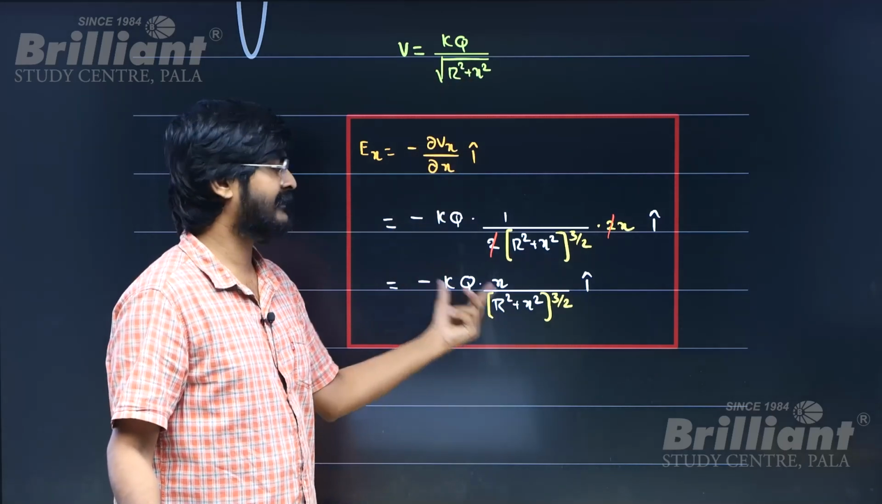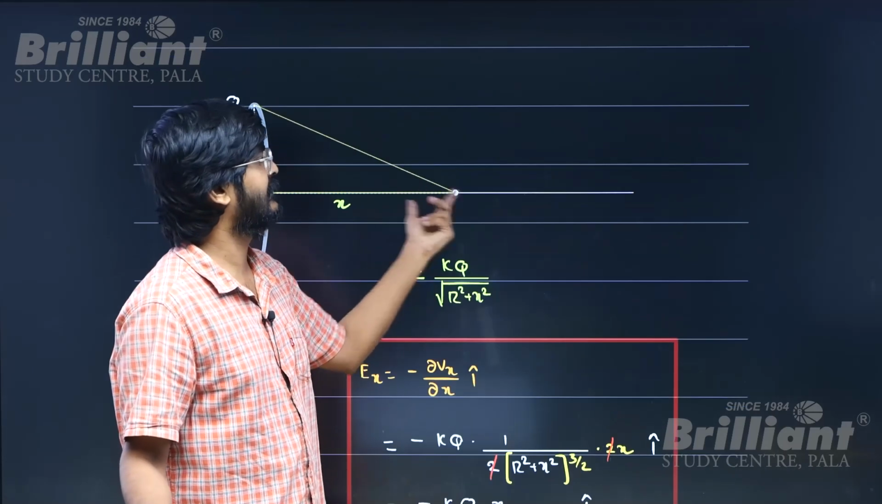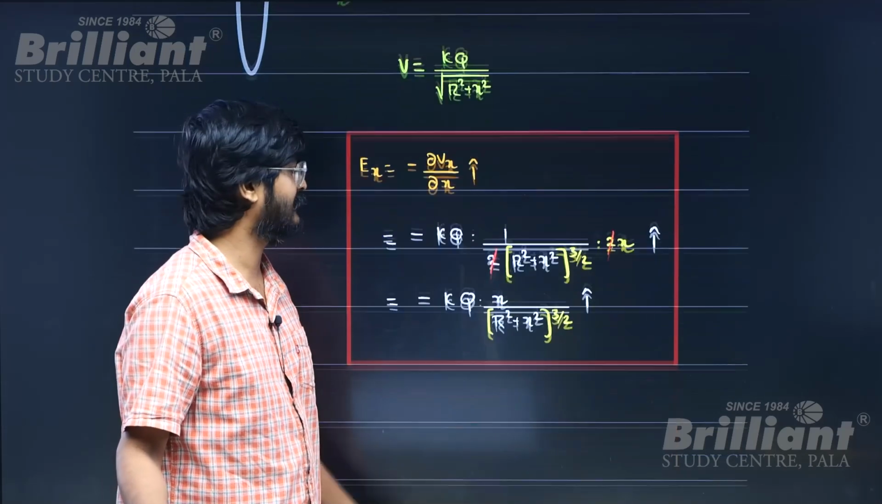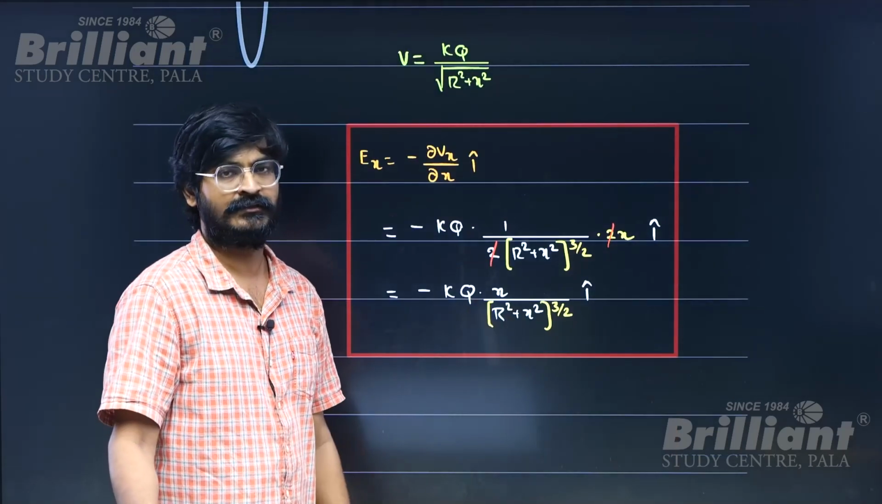Now electric field along x axis we got, and by symmetry we can easily see electric field along x axis is the only thing which is surviving. So I can say this is the total electric field, right?